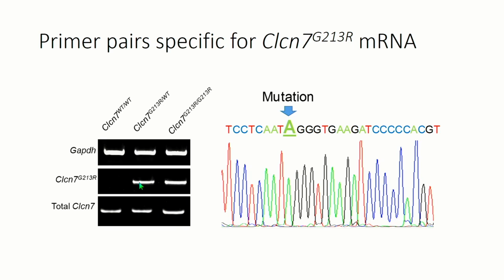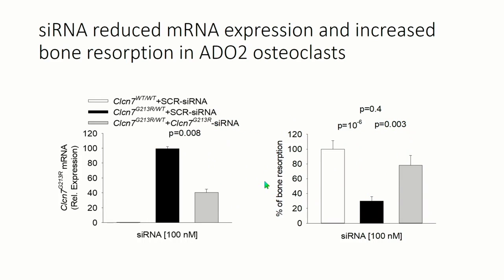But when we use our specific primers, then you see that the wild type is not recognized. And you see the gene also in the heterozygous and the homozygous. And we cut this band and sequenced it, and you see here that indeed there is the mutation. Okay, with these two tools, just to make a very long story short, we were able to investigate the effect of our specific siRNA in E02 osteoclasts that were generated from the mice.